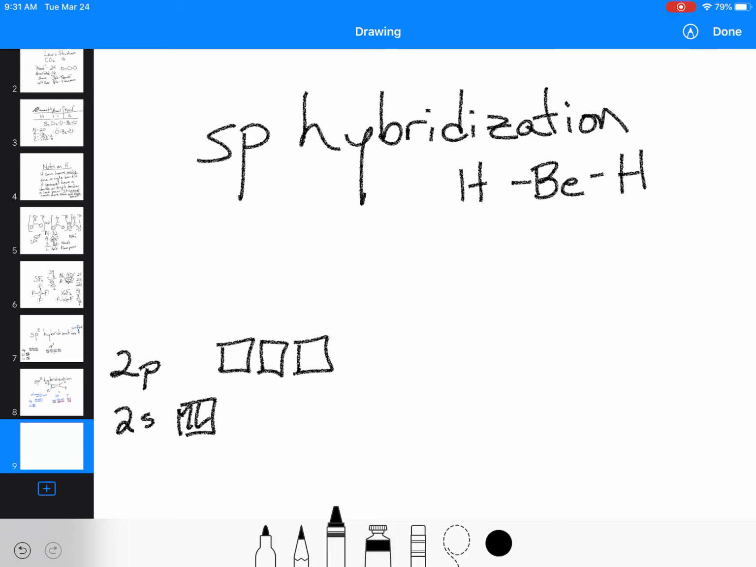When beryllium hybridizes, the beryllium atom forms sp bonding orbitals. The other p orbitals that are not being used are just off here, not being used. So the 2 electrons that were originally in the 2s atomic orbital are now spread across the sp bonding orbitals.